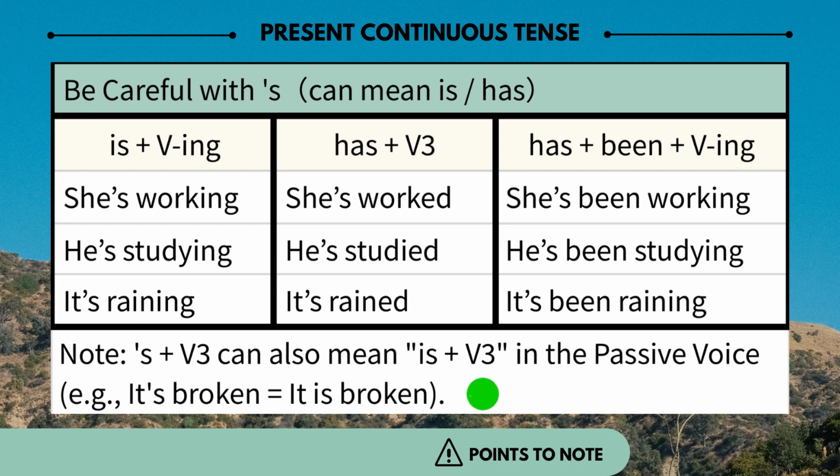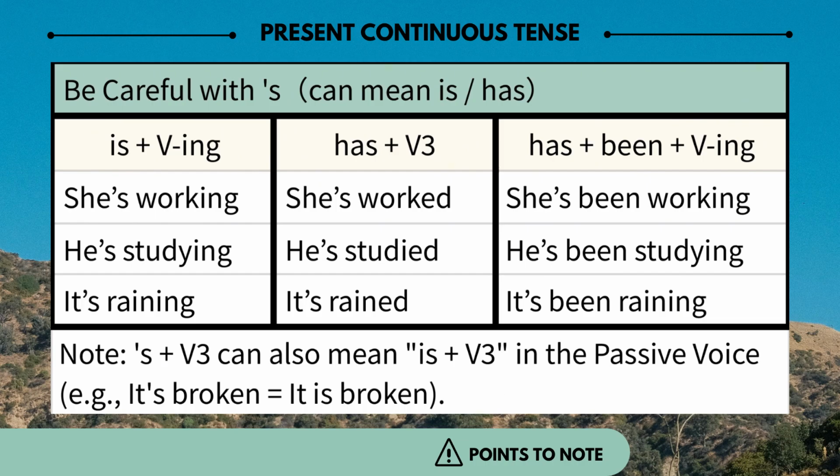Here, broken is V3, but the meaning is not present perfect. It is passive voice in the present simple. Another example. The window's closed equals the window is closed. So remember. S plus V3 can mean has plus V3 or is plus V3, depending on the context.